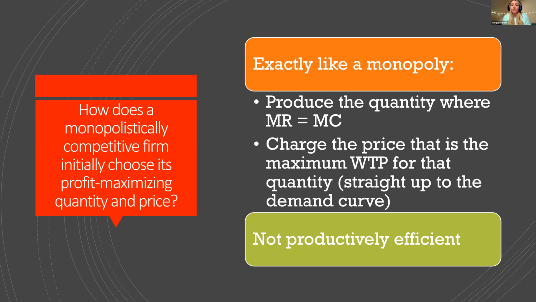So choosing the price and the quantity for a monopolistically competitive firm is exactly the same as what a monopoly would do. They would produce the quantity where marginal revenue is equal to marginal cost. And then from that intersection point, they would go straight up to the demand curve to figure out what a person's maximum willingness to pay for that quantity would be. And just like a monopoly, this is not really efficient, leads to a deadweight loss and a markup of the price.